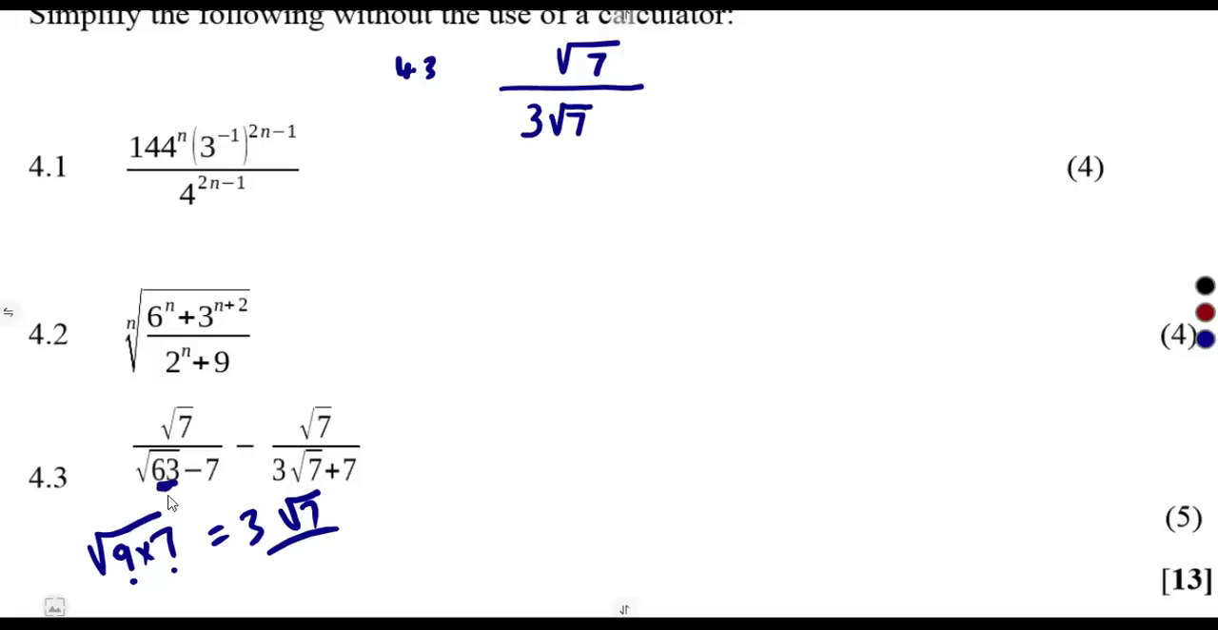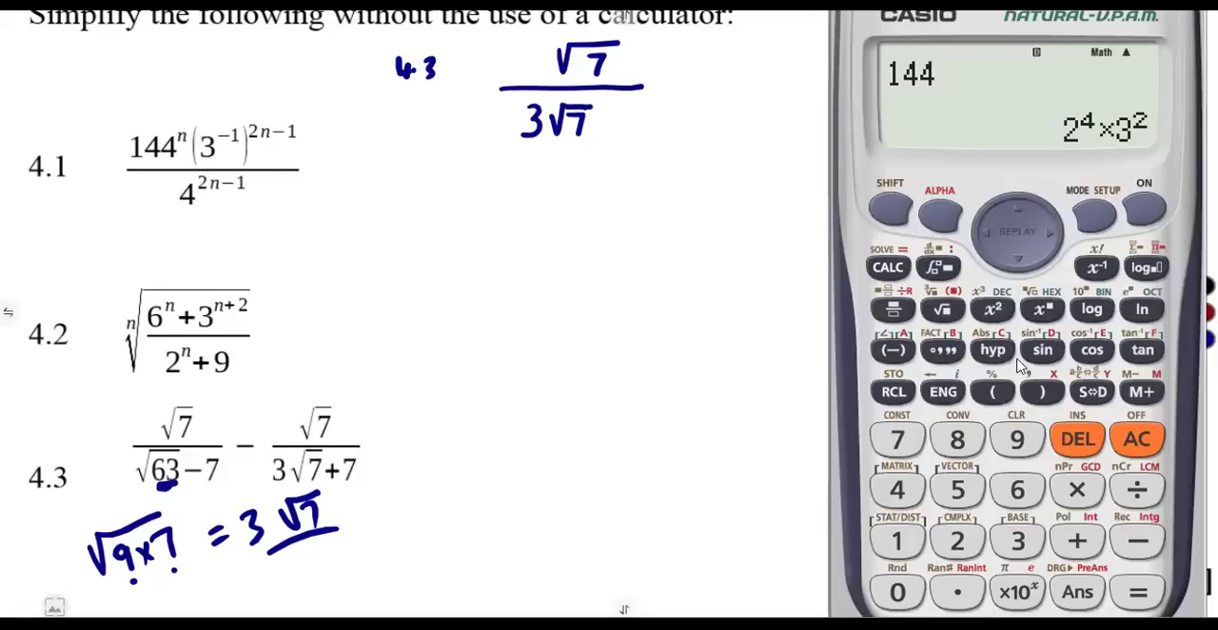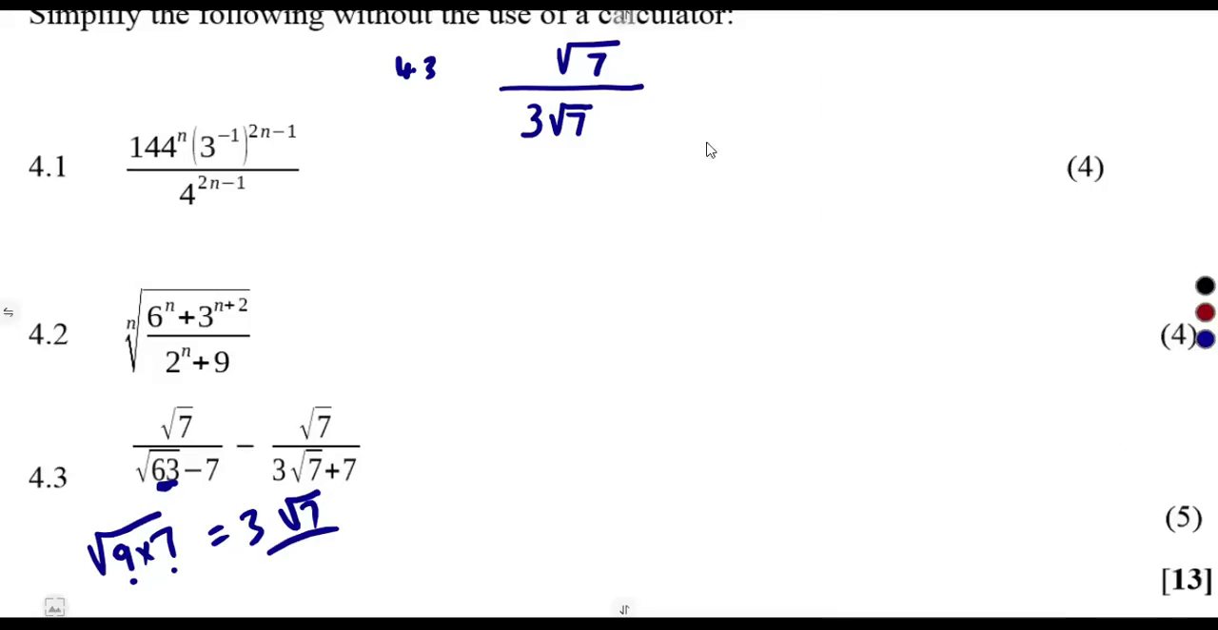This one, the square root of 63. Or even use your calculator, guys. No one is going to know that you have used a calculator there. Square root of 63, what is the answer there? 3 square root of 7. Minus 7. Take note here, there is a minus 7 here. So that's minus the square root of 7. Everything over as it is, guys. This is 3 square root of 7 plus 7 like this.